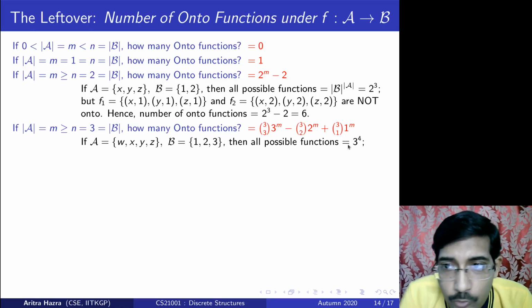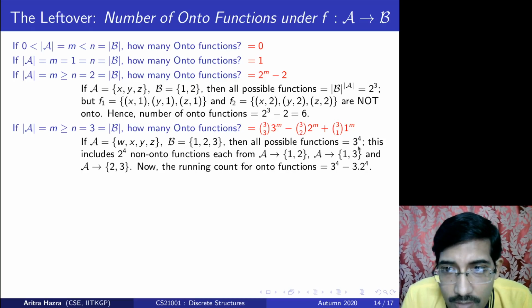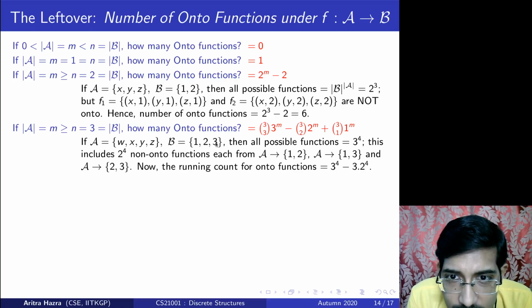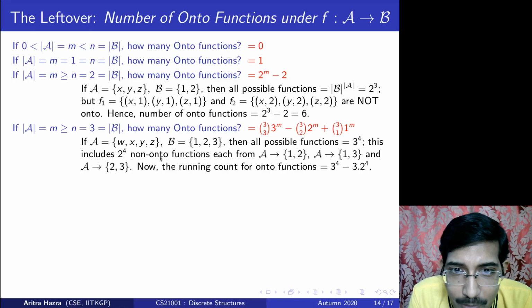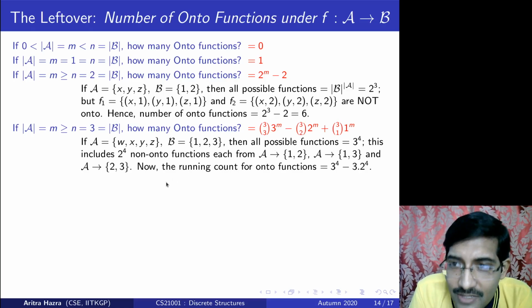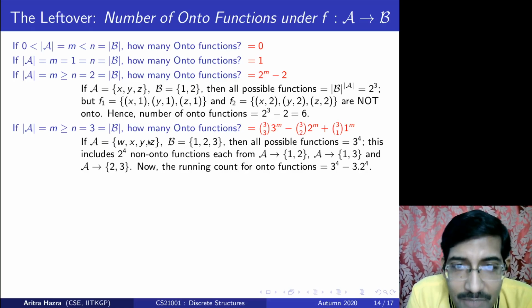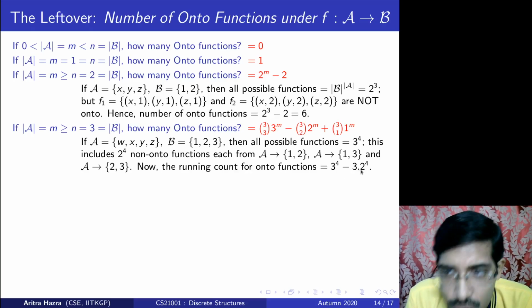So I have to remove these sets from here. So therefore the map, how many such functions are there? Since this is of 2 elements, 4 to 2 I have just computed, it will be 2 to the power 4 non-onto functions, each from this and from here. So it is 3 into 2 to the power 4 non-onto functions which map elements of A into 2 element subsets, leaving 1 element. So the running count of onto functions reduces to this much.